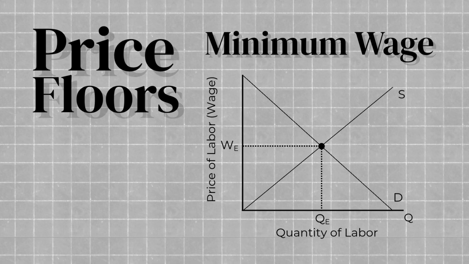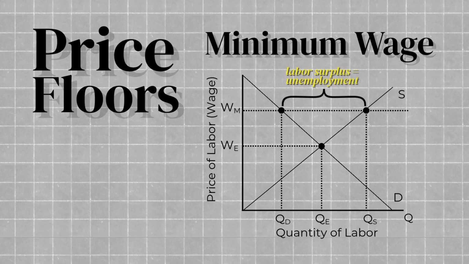So when a minimum wage, WM, which is a price floor, is set above the equilibrium wage, WE, it once again creates a surplus in the market. That means there are more people willing to work, but fewer firms willing to hire them, creating excess supply. The quantity of labor demanded, QD, is less than the quantity demanded at the equilibrium wage. Therefore, the amount of surplus can be measured as the difference between QD and QS. These are people that want to work but cannot find a job, which makes them unemployed.